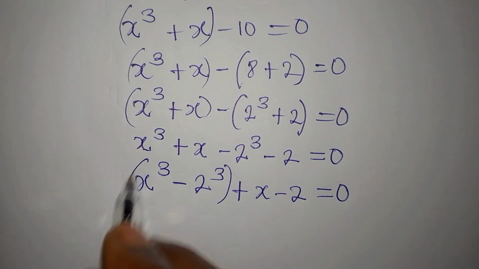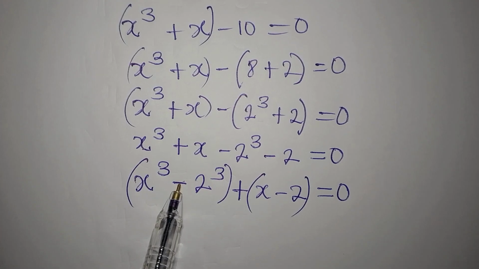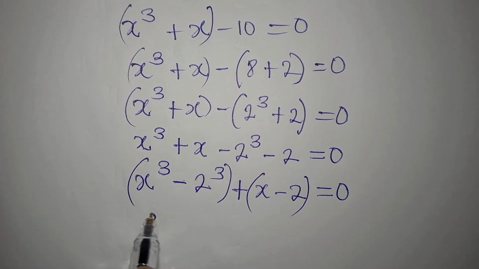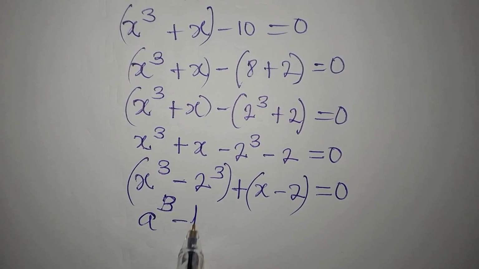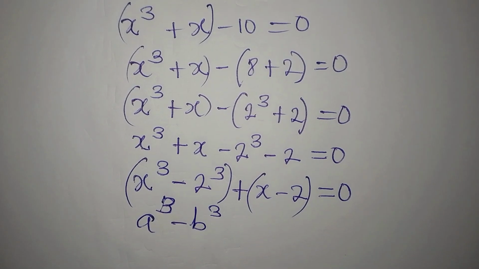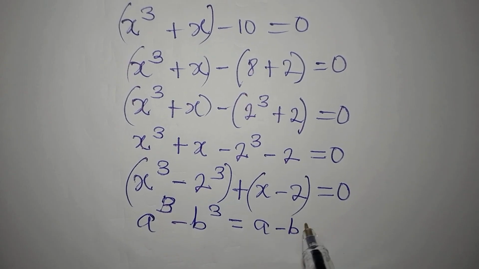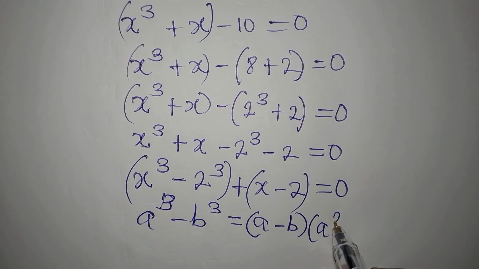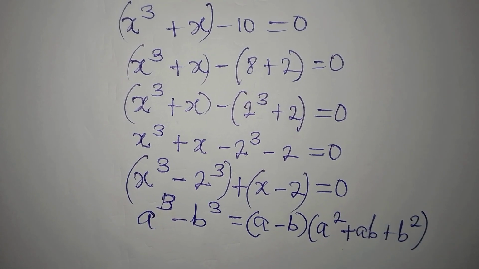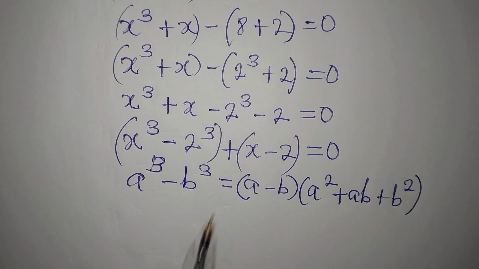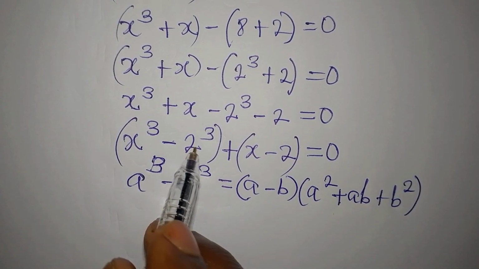We can group this again, and then we deal with this separately because this is the difference of two cubes, right? And if we have a to the power of 3 minus b to the power of 3, this is the same difference of two cubes, and this will give us a minus b into a squared plus ab plus b squared. This is what we are going to have. So this right here will now be in this form. A minus b is x minus 2.